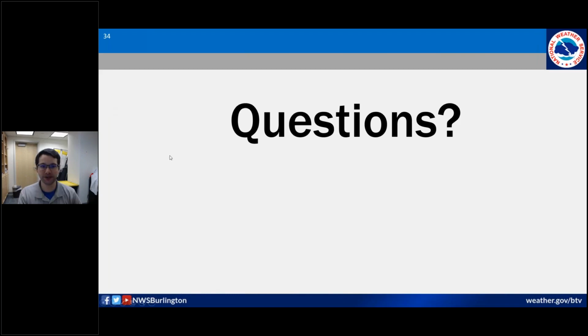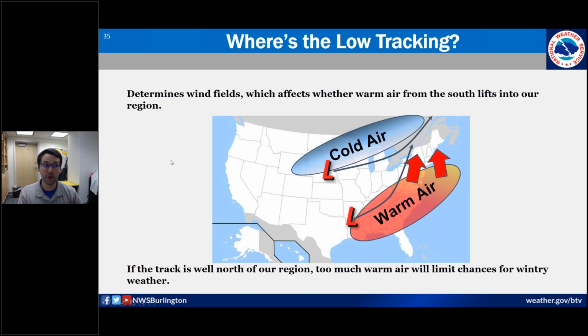Precipitation types and winter storm tracks. The number one consideration when it comes to what kind of precipitation we're looking at often is this one question: where is the low tracking? Since the area of low pressure has a cyclonic wind field around it, where exactly they track determines what kind of air mass we get.